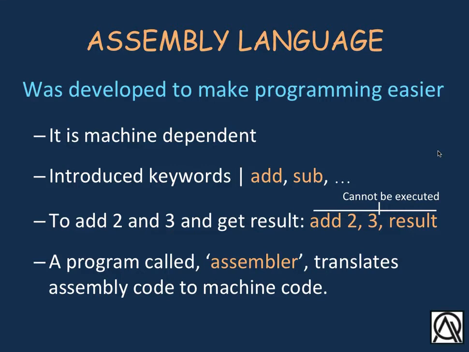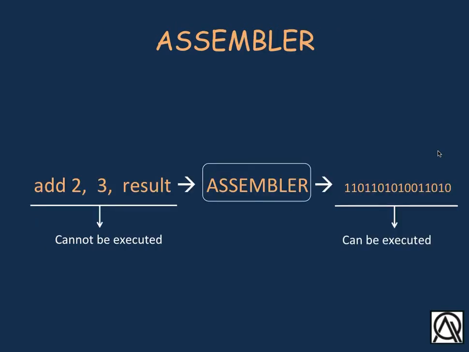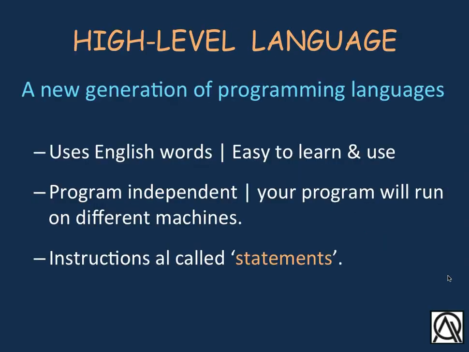Let's talk about the assembler. Suppose that we have assembly code over here. As we said, it cannot be executed. So this code is given to the assembler, and the assembler translates this code to machine code. And now this code over here can be executed. And this is how we can execute assembly code. So whenever we write programs using assembly, we will translate them to machine code using the assembler, and then we will execute them.